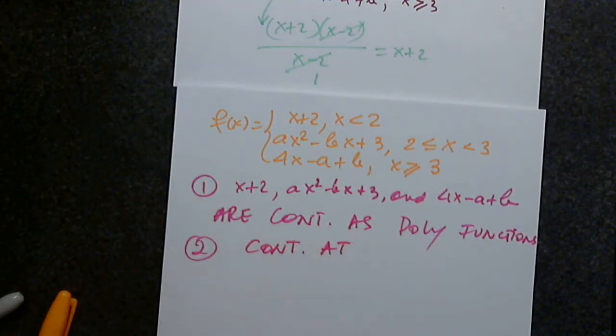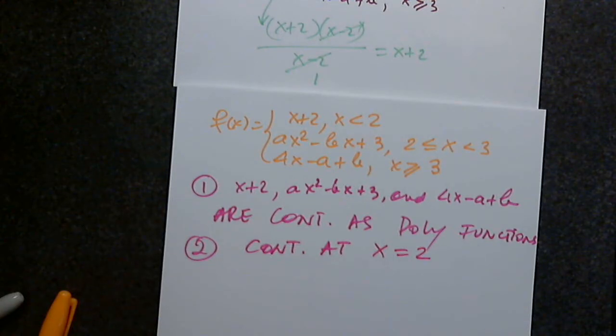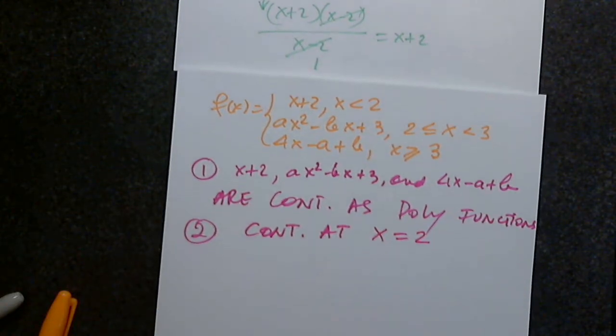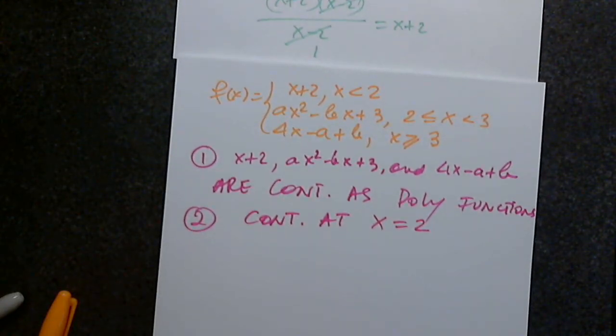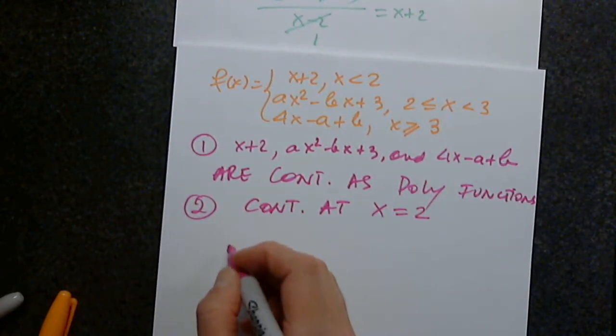Continuity at exactly x equals 2. In step 3, I will study continuity at x equals 3. So the next step is continuity at x equals 2, and the last step will be continuity at x equals 3. Very good. Excellent. So I know the definition of continuity at a point.